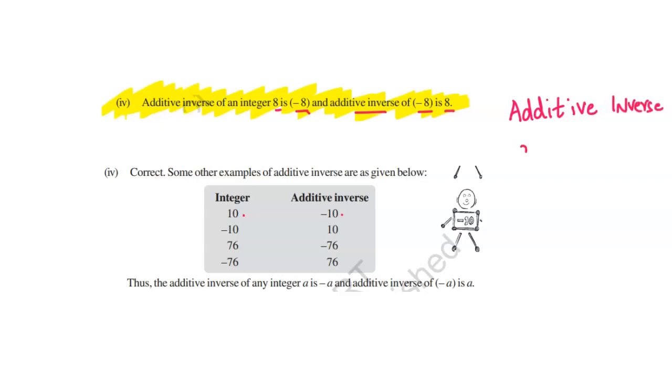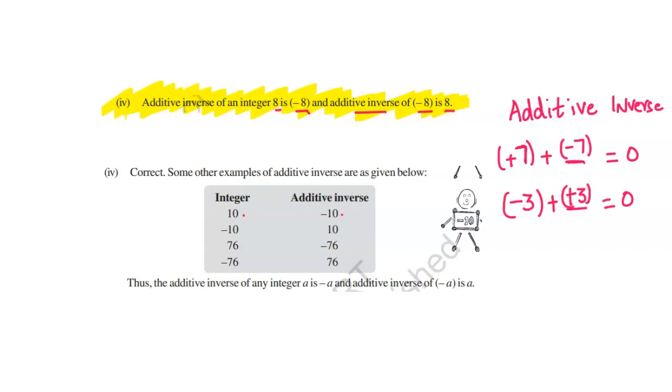Like for example, if I have the integer positive 7, what should I add to positive 7 so that I get 0 as the answer? Yes, it is negative 7. Let's take more examples. If I have negative 3, what should I add to it so I get 0? So yes, it is positive 3.